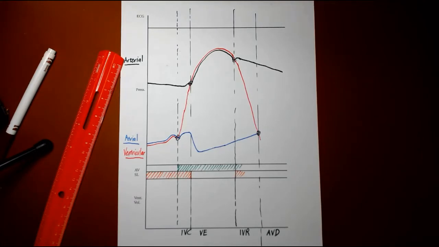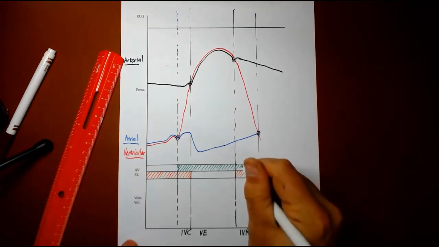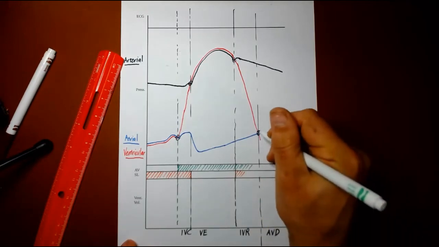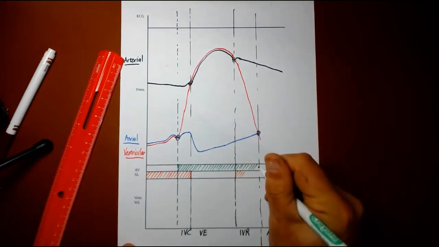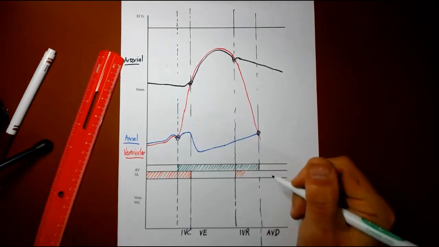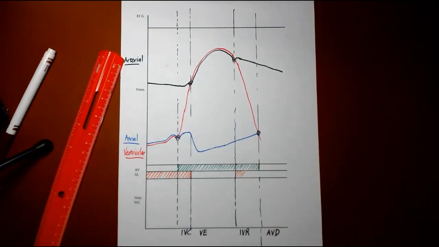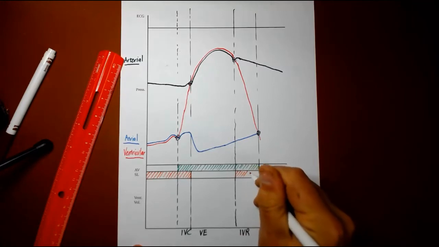Now, my atrioventricular valves, which were closed all through here, will open as soon as the ventricular pressure drops low enough to let the atrial blood start coming in. So that's going to be where they open. My semilunar valves will remain closed.